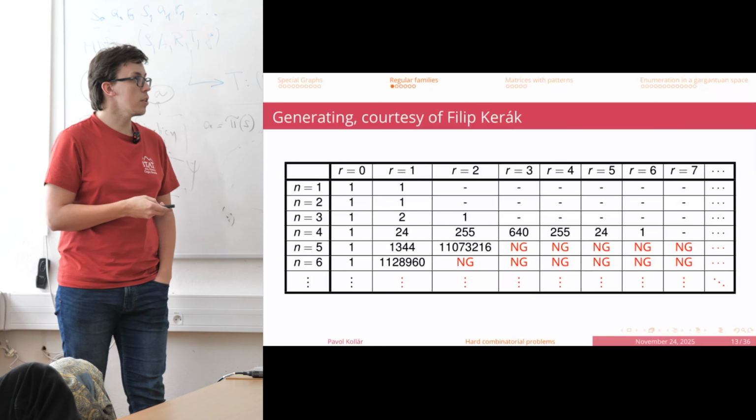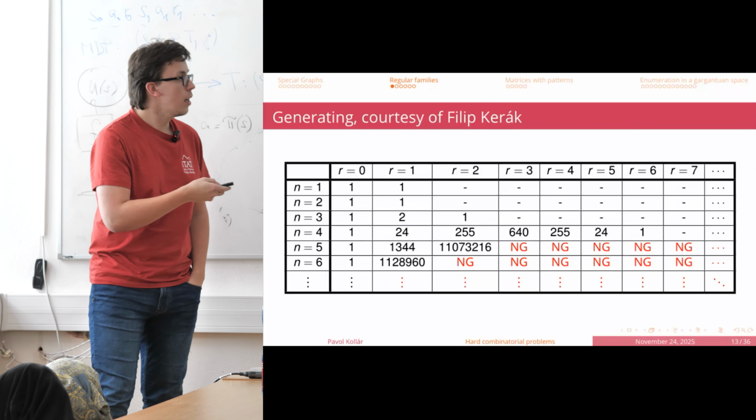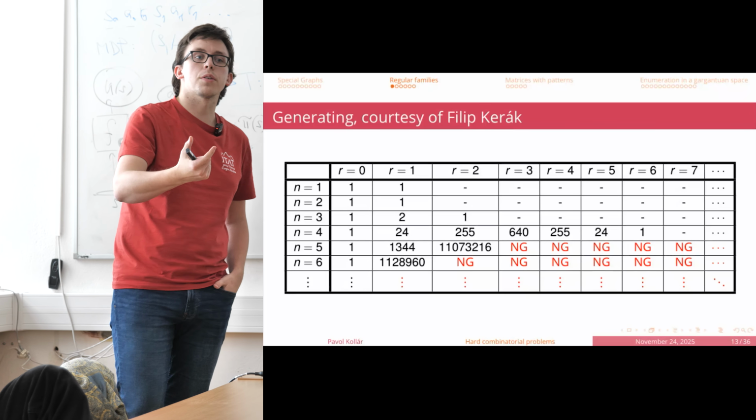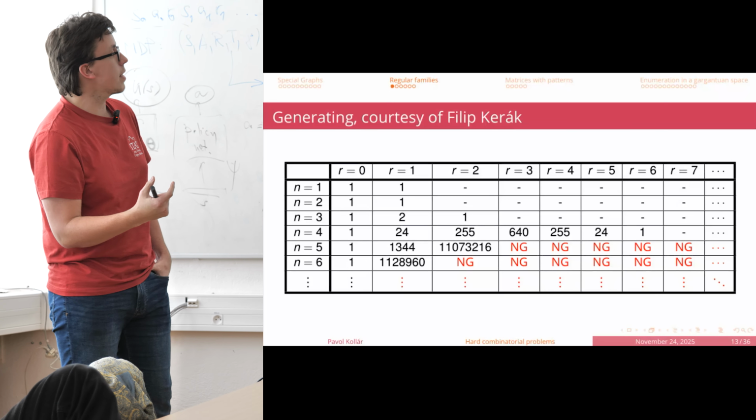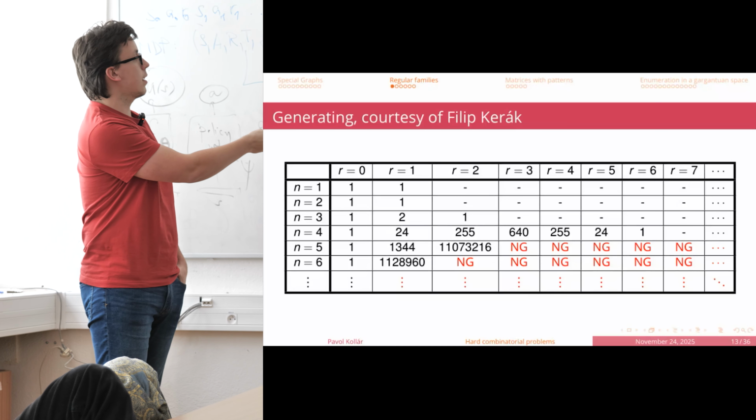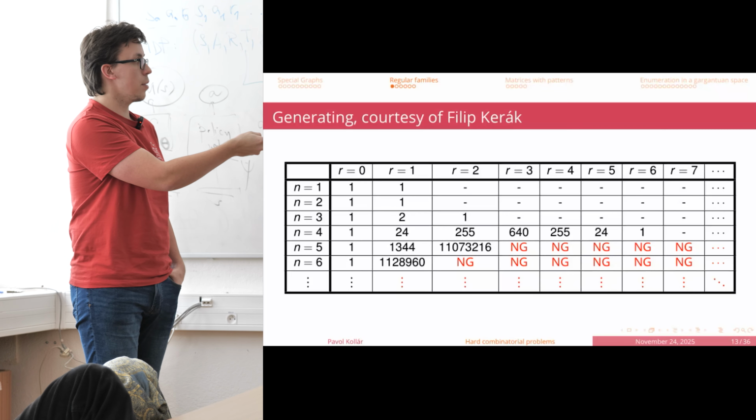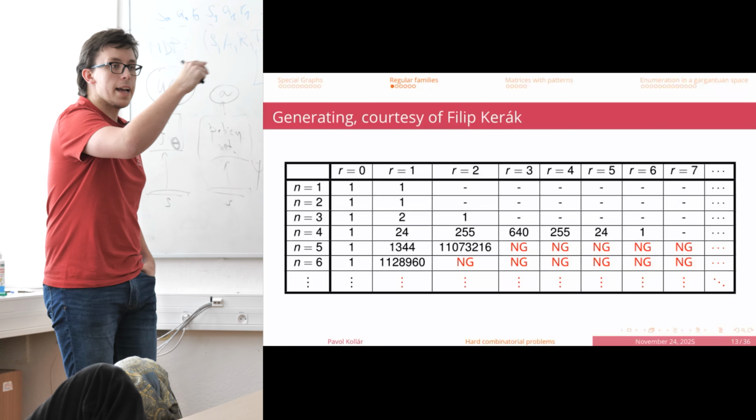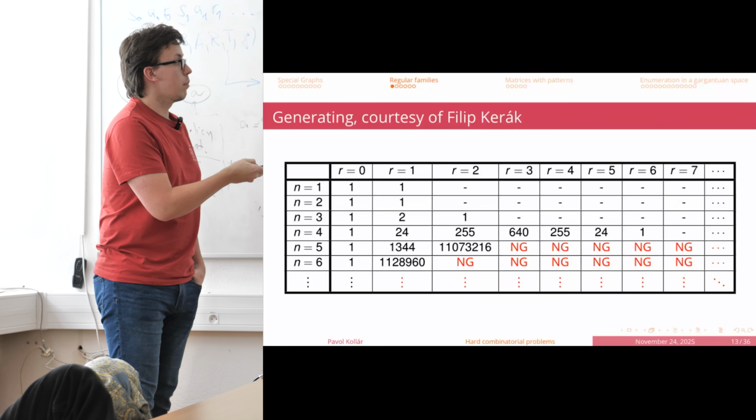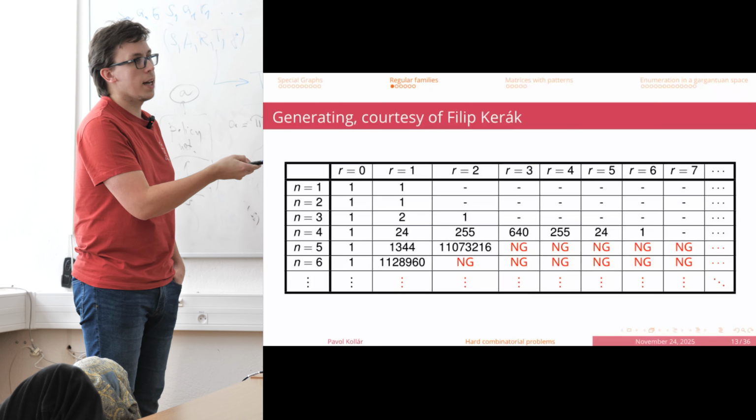You'll notice there are a lot of these red NGs, which means that these were not fully generated. Not because he was lazy, but because the numbers, as you can see in the row n equals 5, grow very, very quickly, from 1 to 1,000 to 11 million, and so on. It keeps going by 3 or 4 digits each time for a while.